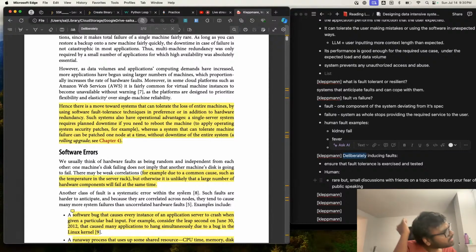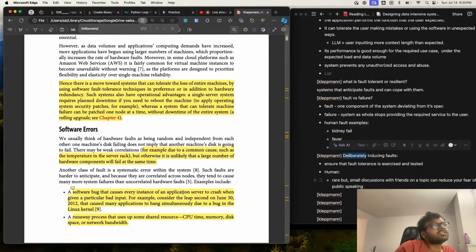Another class of fault is the systematic error within the system, because software faults may be correlated. They are called systematic errors. A software bug that causes every instance of an application server to crash when given a particular bad input. For example, consider the leap second on June 30. It caused many applications to hang simultaneously due to a bug in the Linux kernel.